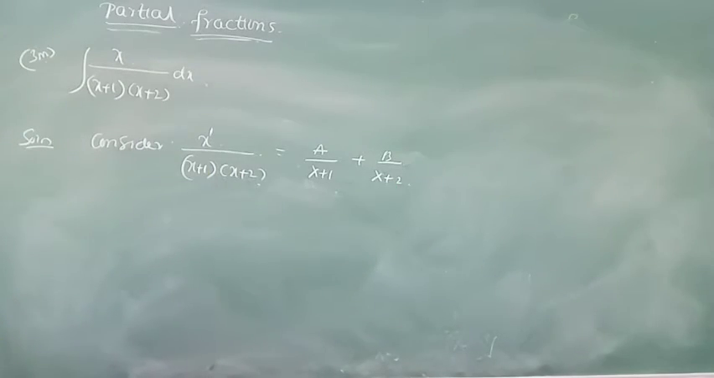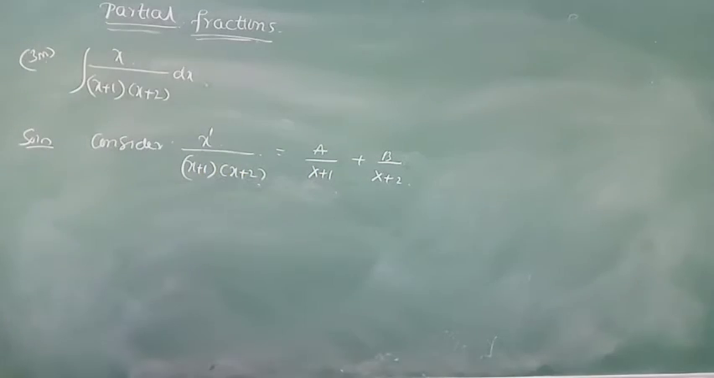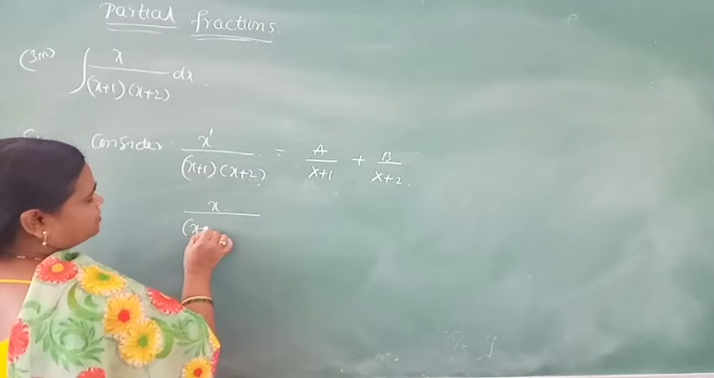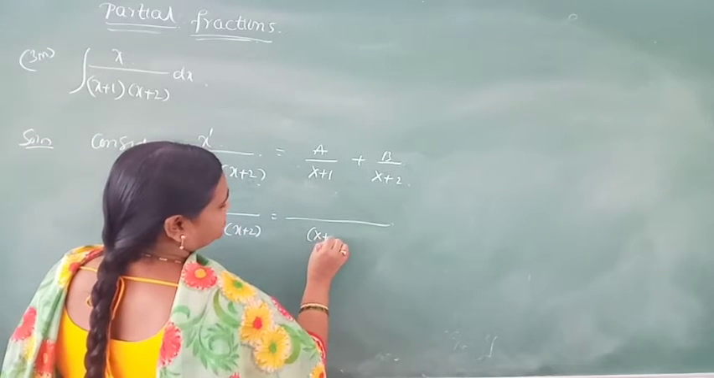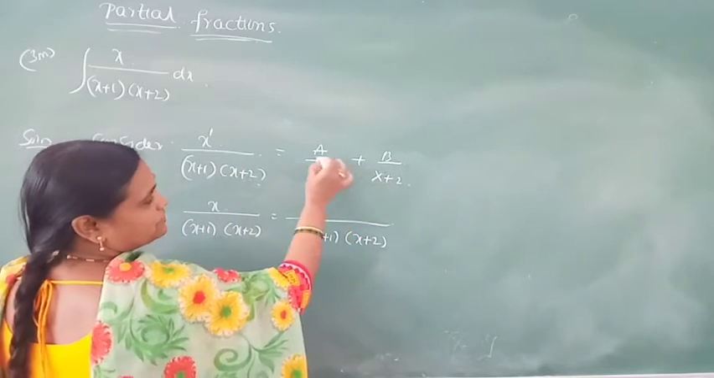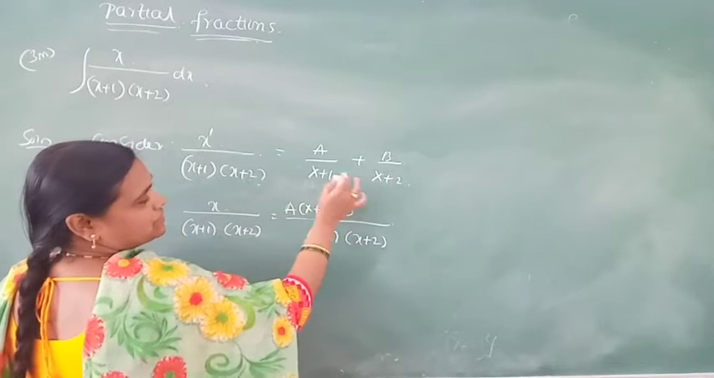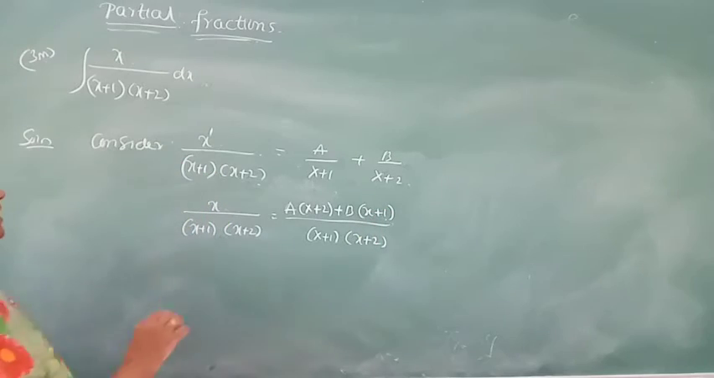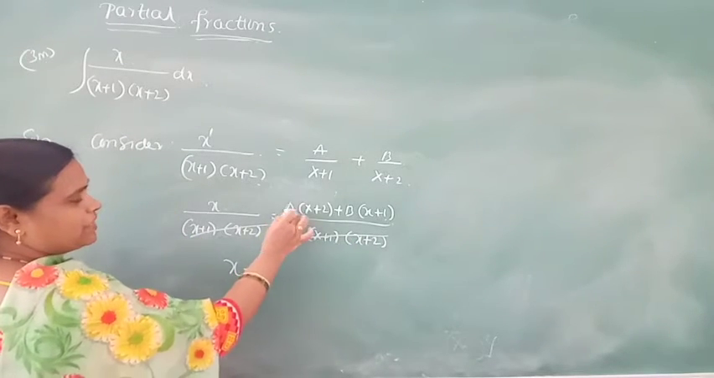If they are non-repeated, the next step is to calculate the values of the constants a and b. Here the LCM is (x plus 1)(x plus 2). Therefore I write x by (x plus 1)(x plus 2). Here the LCM is again (x plus 1)(x plus 2). But here x plus 1 is there; which one is not there? x plus 2. That one we have to multiply: a into (x plus 2). Plus b: x plus 2 is there; which one is not there? x plus 1. That one we have to multiply. And both sides the denominator is the same, so it cancels.